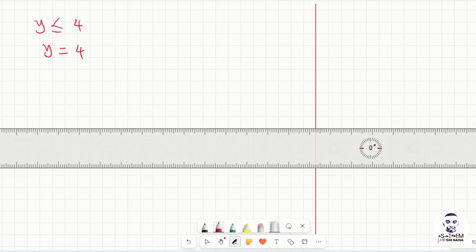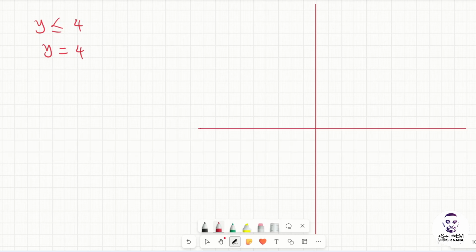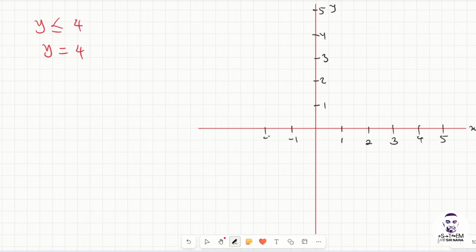So we have our y-axis, and we are drawing our x-axis. We can indicate our coordinates for x. We can have 1, 2, 3, 4, and then 5. Then on the y, we have 1, 2, 3, 4, then 5. This is y, this is x. Then we have -1, -2, -3, -4, and also on this side -1, -2, -3, then -4.